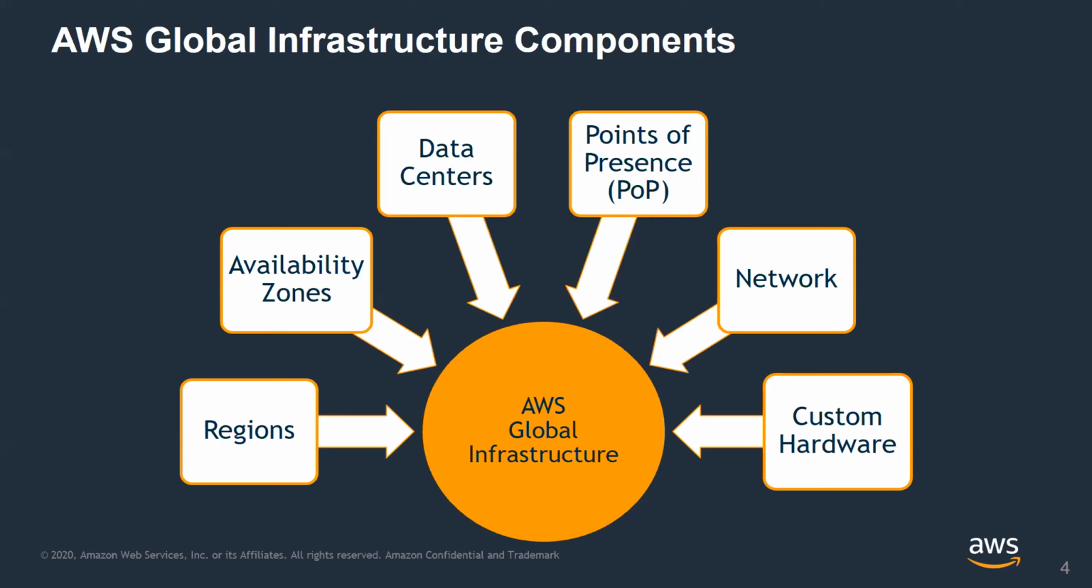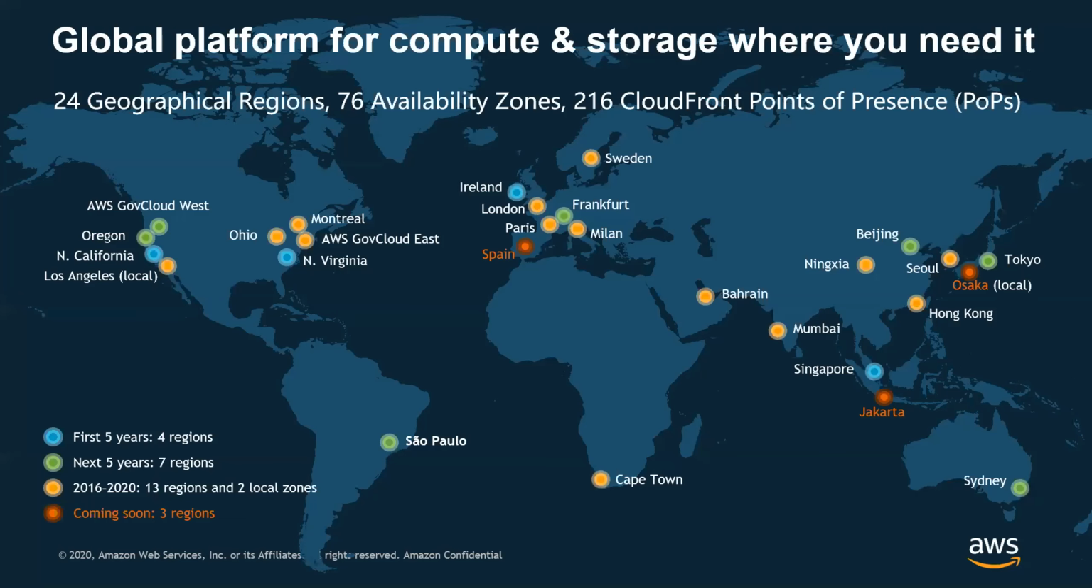given the amount of investment that AWS and Google and Azure are making in their infrastructure to be able to run this stuff. So we're going to talk a little bit about these 5 areas: regions, availability zones, data centers, network, and some of the custom hardware that we're basically inventing, right?